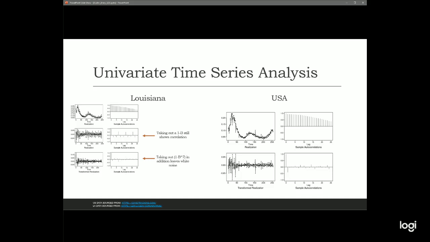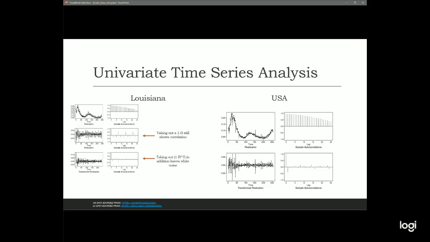So for Louisiana, I took out that 1 minus B; I differenced the data 1 time. In that middle row, you can see that I'm still showing some correlation. In that bottom row, I've taken out the weekly trend. I took out that 1 minus B to the 7th, and that leaves us with autocorrelations and a realization that looks like white noise to me. So that's going to be good for our models. The USA, I differenced it once, and it looks to me like it could be just white noise. You see a little bit of explosive behavior there in the first couple of weeks, but that's to be expected as we sort out this information.